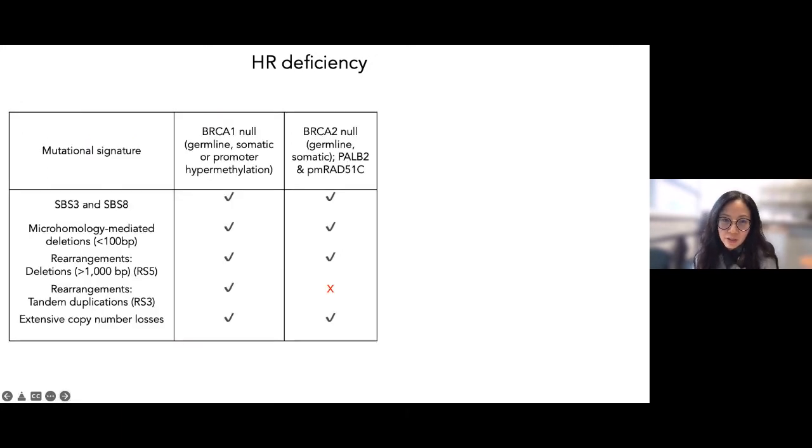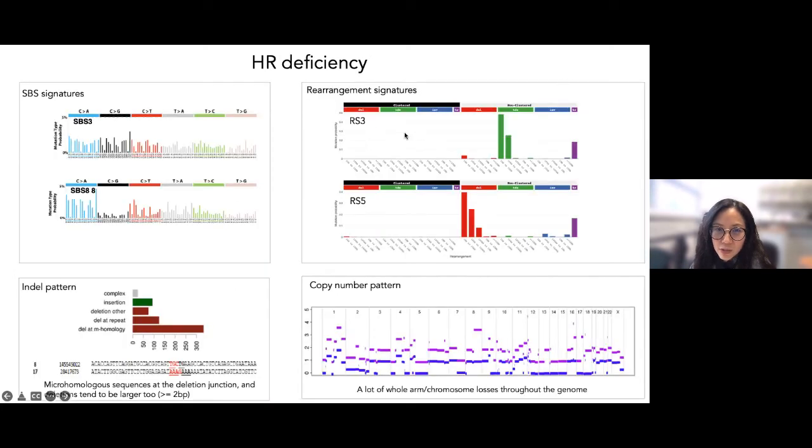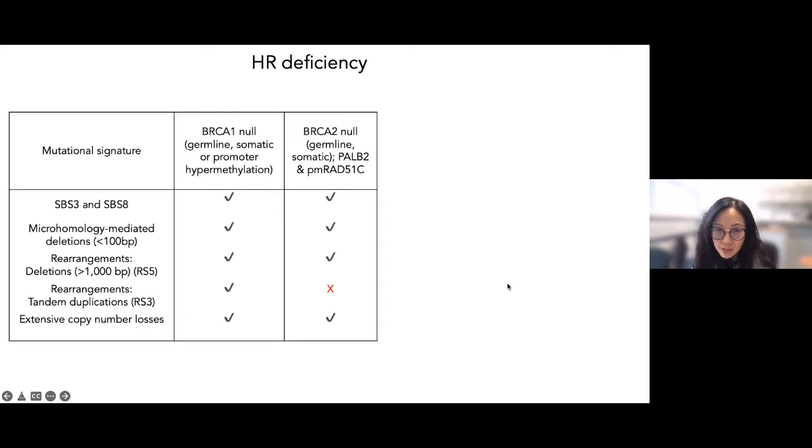Now, there are actually some subtle differences. The BRCA1 cancers have all of those signatures that I mentioned, whereas the BRCA2 deficient tumors, as well as PALB2 and RAD51C promoter hypermethylated cancers, they have all those features except the rearrangements. So they'll have all of these except this rearrangement signature 3. They'll have all the rest. So there's a subtle difference there between the BRCA1 and the BRCA2 deficient cancers.